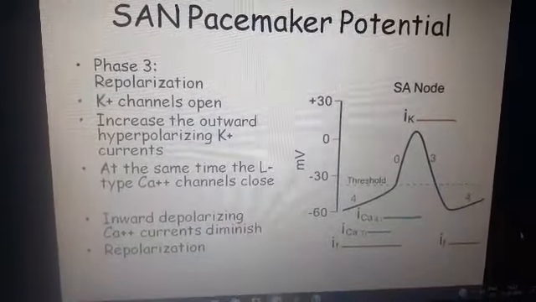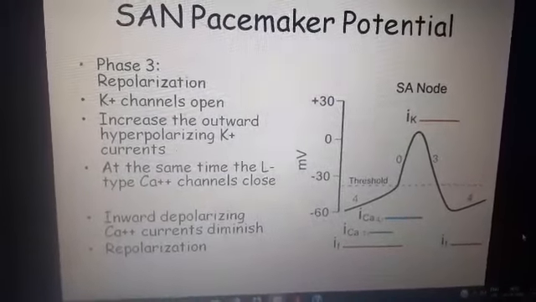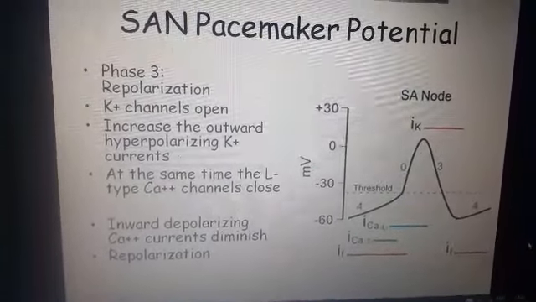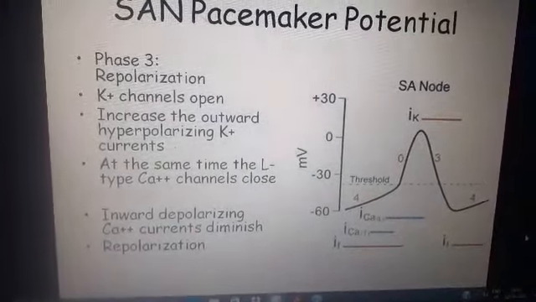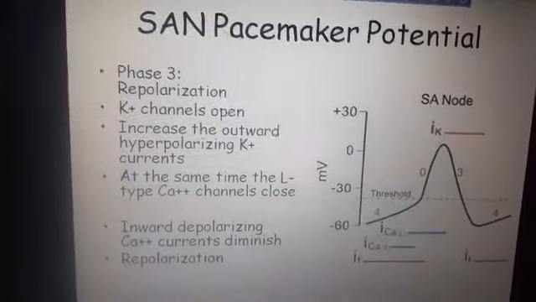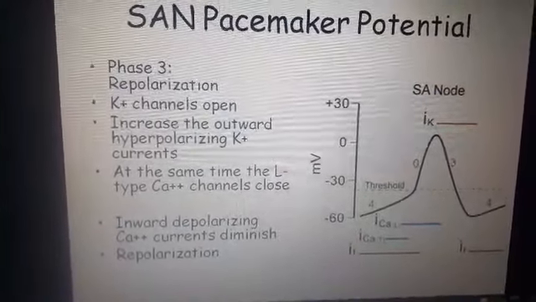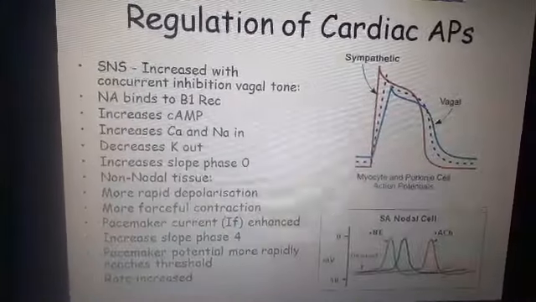Phase 3 is due to potassium channel opening, just like in normal non-pacemaker tissue, and increases the outward hyperpolarizing potassium currents. At the same time, the L-type calcium channel also closes. So during phase 0 there is opening of the calcium channel, but during phase 3 the calcium channels are closed. There is repolarization, and the inward depolarizing calcium currents are diminished.